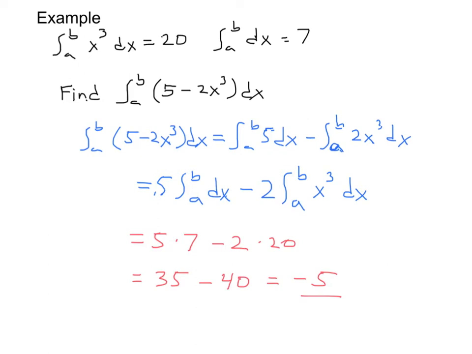Now here's the part that we have. It's given that the integral from a to b of dx is equal to 7. So this will be 5 times 7 minus 2 times this integral, which is told to us up above to be 20. So it's 5 times 7 minus 2 times 20, which gives me 35 minus 40, which equals negative 5. So the value of this definite integral is equal to negative 5.